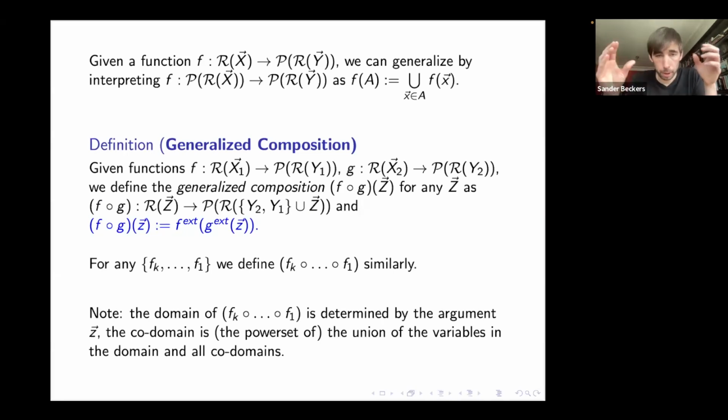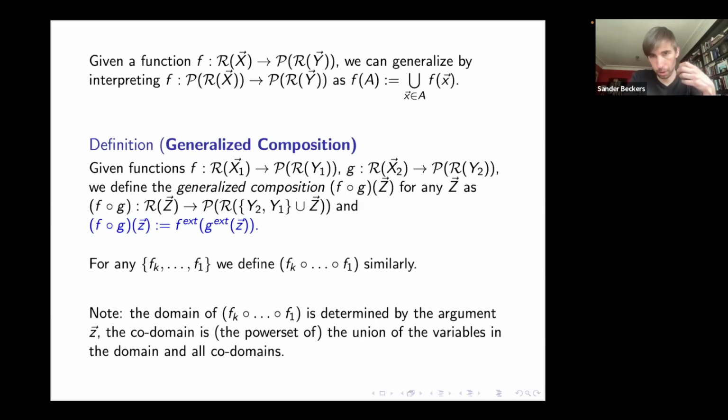Okay, so with all this in place, we can now define a generalized composition, where again, the functions we're considering have as codomain just one variable, right? So imagine we have f, which goes from some tuple x1 to y1, to sets of y1. We have g, which goes from x2, our tuples, to values of y2. The composition is just going to use this idea of an extended function. So it's just going to compose the extended function.